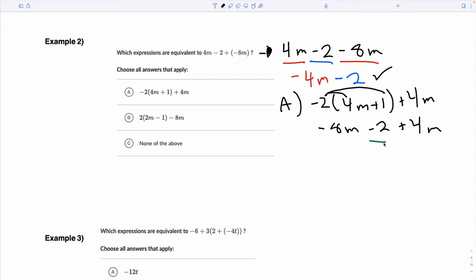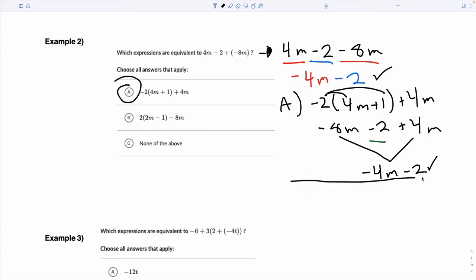All right, voices off, please. Next, so let's redo that. The negative 2 can't combine, but the negative 8 can combine. Raiden, that's probably why you were confused. Negative 8m and 4m makes negative 4m. That matches? Yeah, it's the same. Negative 4m minus 2. So A is an answer choice.